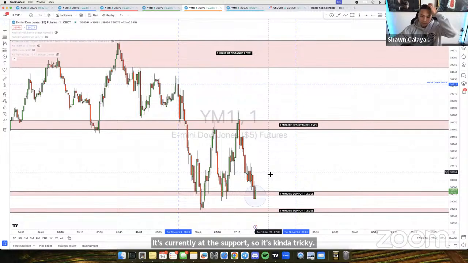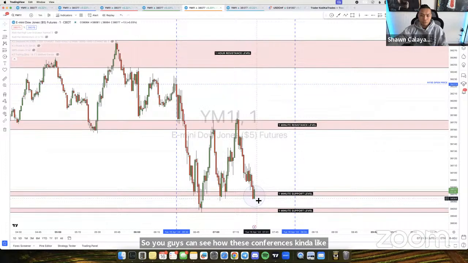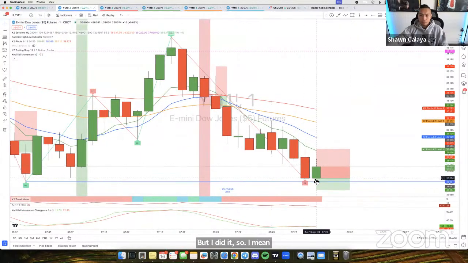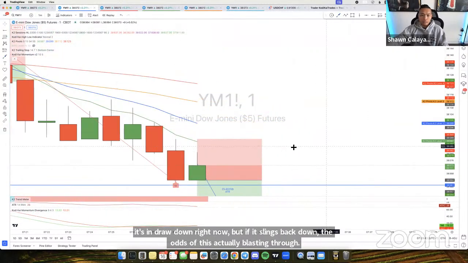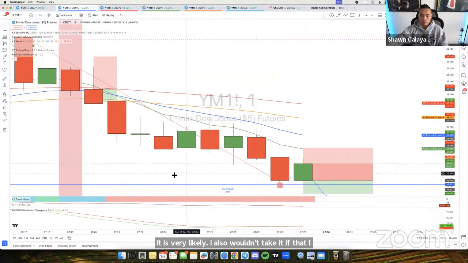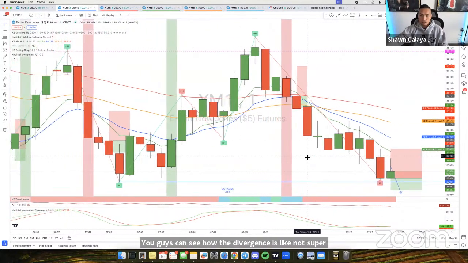So you guys can see how these confluences tie with each other. You're like, okay, let me see if there's structure here that I should possibly avoid. And that's why if it closed lower, I would have been more okay with it, but it didn't. If you want to put a sell stop right there, you can probably catch it. It's in drawdown right now, but if it swings back down, the odds of this actually blasting through are very likely. I also wouldn't take it if the divergence is so tight like this. You can see how the divergence is not super spread out. I would want it to be something like this right here. So let me just zoom out a little bit.